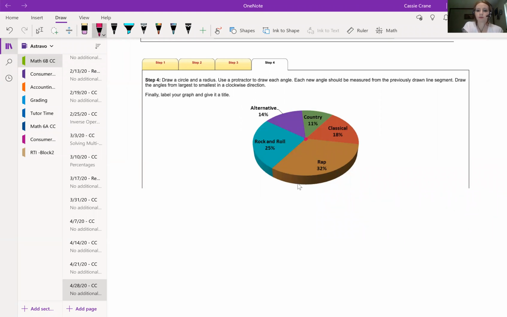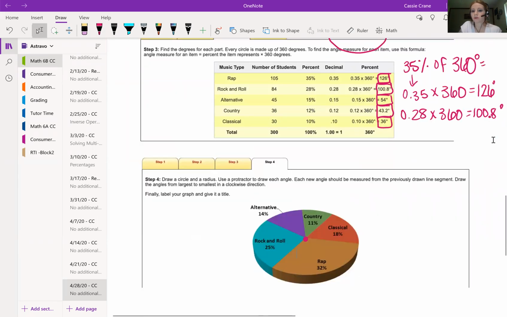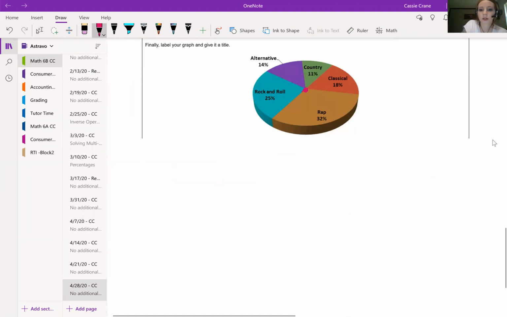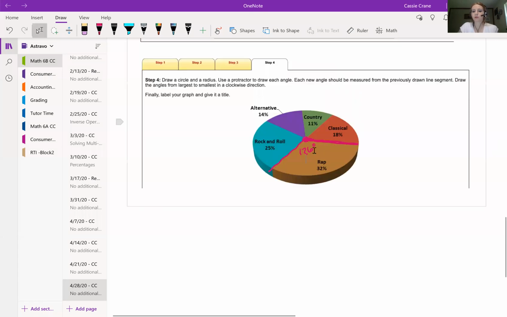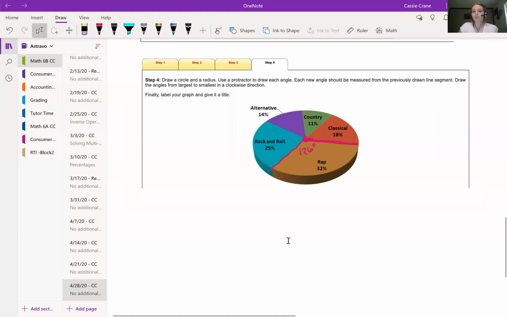Okay, so if this is the center of our circle, let's go back up to rap. We said it had to be 126 degrees. So we would use our protractor and measure a 126 degree angle in our circle from the center. And that would be our sector for rap. And then we would just do that for all of the rest of the genres as well, and just keep going until we finish it. So that's how you create a circle graph.